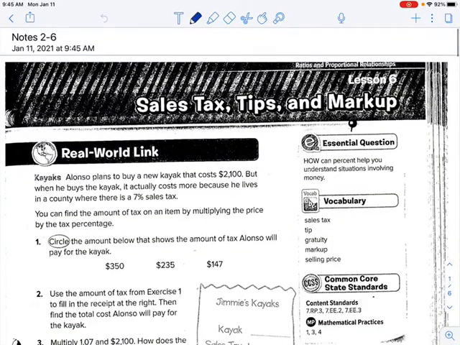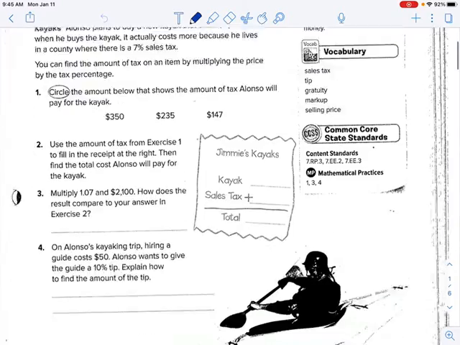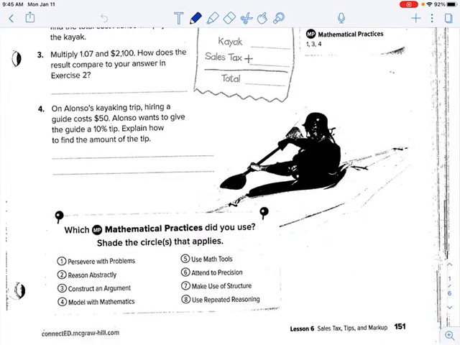This is lesson 6 in chapter 2 on sales tax, tips, and markup, and this is page 151 in your book.